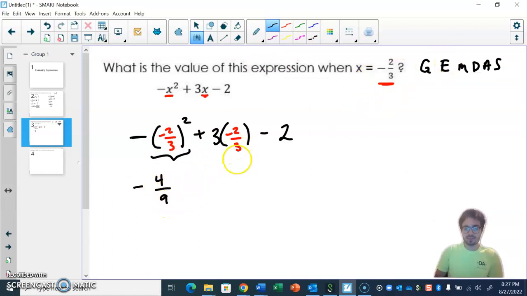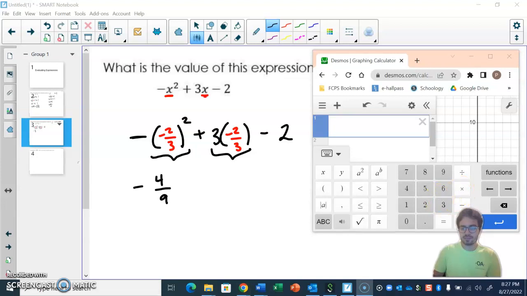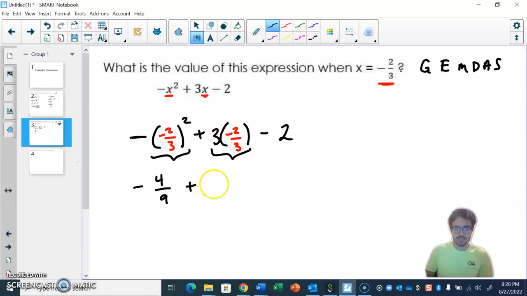Did my exponents. Now I need to do multiplication. I have multiplication right here. 3 times -2/3. If you need some help, you don't know how to do that, we can use our calculator. Let's see, 3 times -2/3. Let me make sure I put that correctly. That's -2. So I have plus -2 minus 2. Now all I have to do is figure out what all of this is. I have -4/9 plus -2 minus 2.